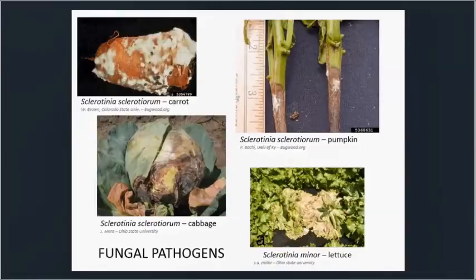Another one is Sclerotinia, which causes the white molds. If you've ever seen this, it's very unique, very easy to identify. It attacks beans, carrots, tomatoes, lettuce, squash. It infects the stems and the fruits themselves. The white mold infects the fruit through the blossom end of the fruit. No resistant varieties are available at this time.